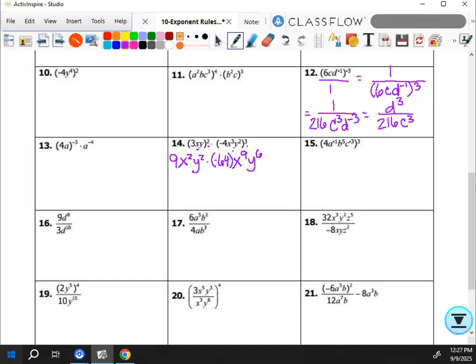Yes? All right, so 9 times negative 64, I'm just going to go ahead and tell you it's negative 576. And then this would be x to the what power? 11th, good. And y to the what? 8th. Any questions about where anything came from?